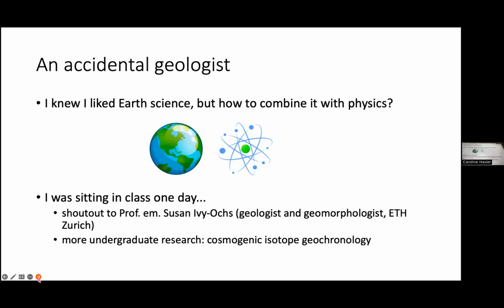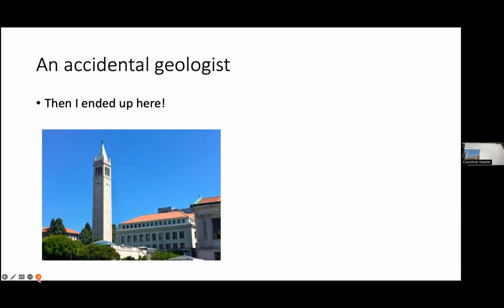And the epiphany for that came while I was sitting in a class one day, a class taught by Professor Susan Ivy Ox, who was a geologist and geomorphologist at my alma mater, ETH Zurich. She was talking about her research, which uses a kind of sub-technique of geochronology called cosmogenic isotope geochronology. And I was sitting in class and I found myself thinking, oh, that's something I could actually imagine myself doing. So I waited until class was over and I approached her and introduced myself and asked her if I could do an undergraduate research project with her. She said yes, and I ended up doing an undergraduate research project, my last one, on cosmogenic isotope geochronology. And then I ended up here.